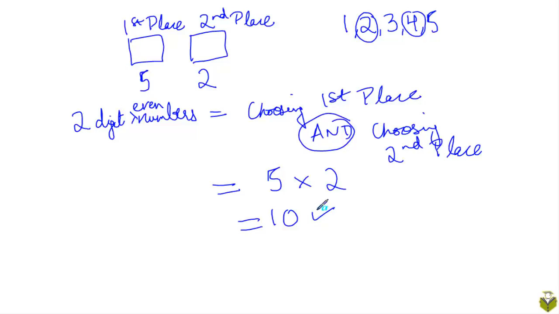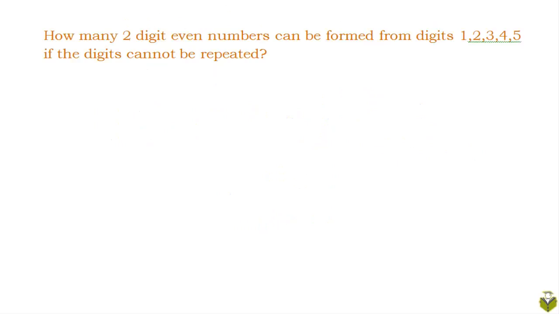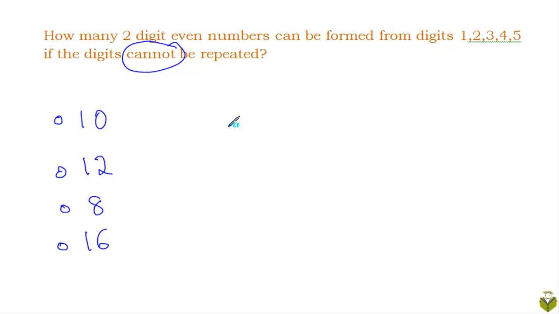So now next I will present a small modification of this problem which you would like to actually solve. So the question goes like this: how many two-digit even numbers can be formed from the digits 1, 2, 3, 4, and 5 if the digits cannot be repeated? So the only difference here is that the digits cannot be repeated. And I'll give you the options. The options are 10, 12, 8, and 16. So I hope you are able to solve this problem. So the correct answer for this is 8.